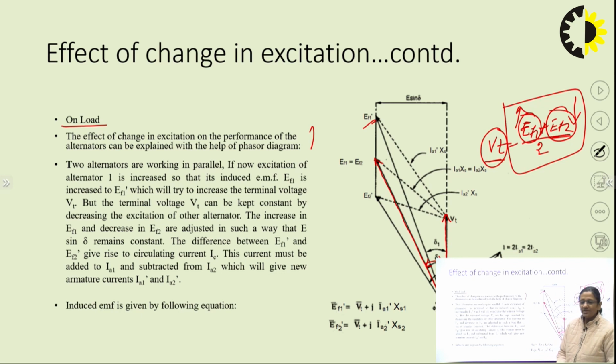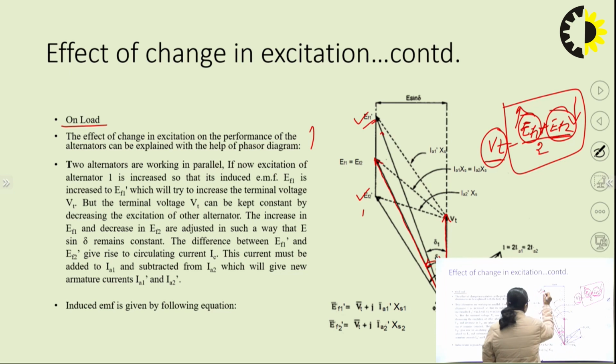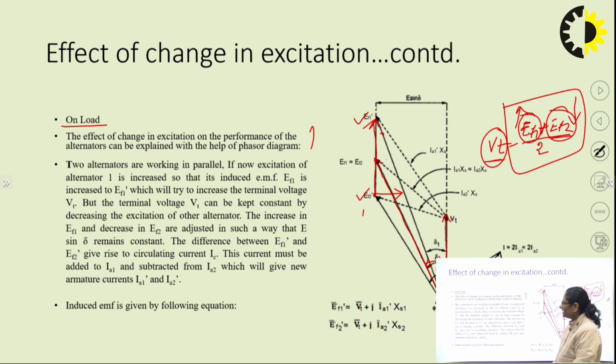The difference between EF1 dash and EF2 dash actually gives rise to a circulating current. See, this is the difference between the two voltages. It will give rise to a circulating current. The circulating current must lag behind the voltage by an angle of 90 degrees, right?